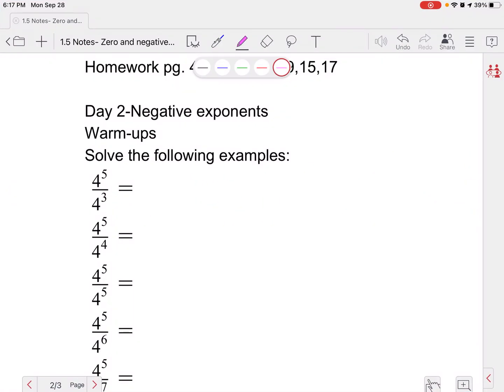Yesterday we talked about zero exponents, and today we're going to talk about negative exponents. Now, let's trip students up. So we're going to talk through using some rules that we already know.